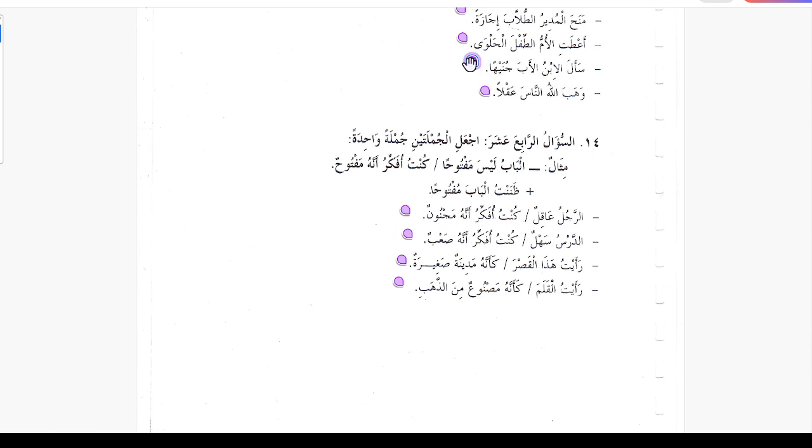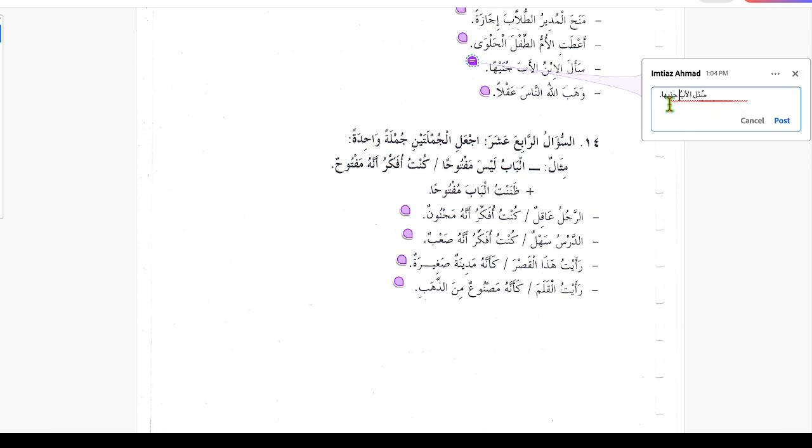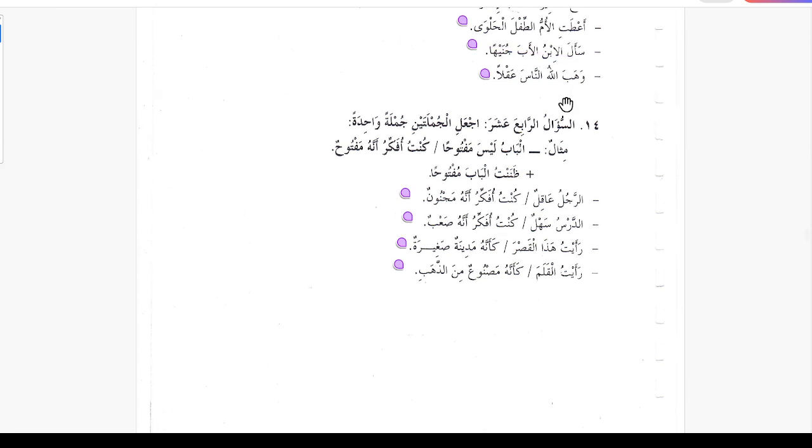So now if we convert it into a passive form, sala will change to suila, and ibnu is going to be out, file out, and then abba becomes al-abu. So we can say suila al-abu junayhan. So the dad was asked for some pounds. Who asked? We don't know, or it is not important.